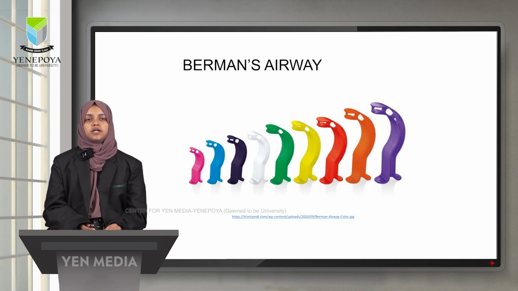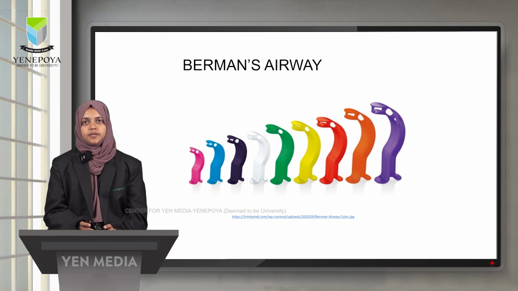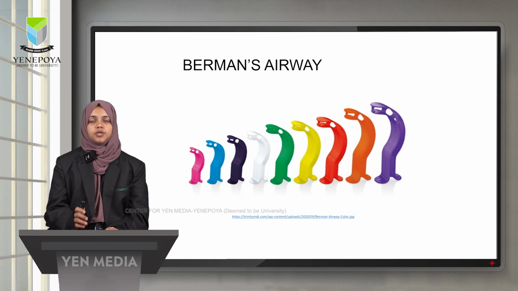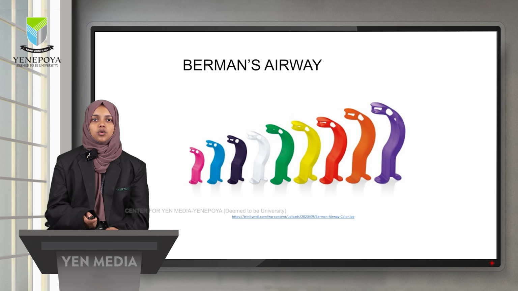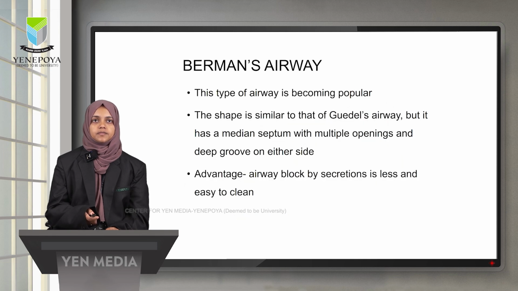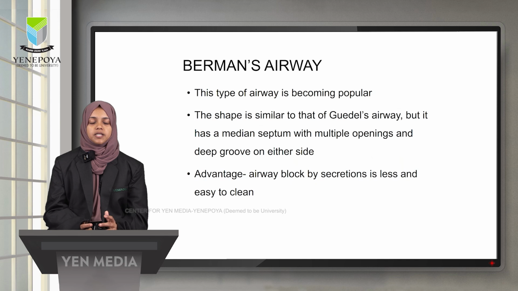There is another type of oral airway called the Berman airway. This is almost similar to Gudel's airway, but it has a median septum with multiple openings inside and a deep groove on either side. It is also available in various sizes and color codes. It is a type of airway which is becoming popular nowadays, and the shape is similar to that of Gudel's airway, which I have already mentioned. The main advantage of this type of airway is that the chance of blockage of the airway by secretions is less, and it is very easy to clean compared to Gudel's airway.